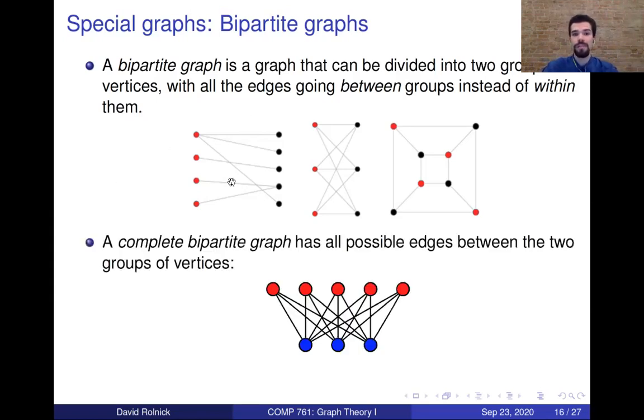A complete bipartite graph has all the possible edges between the 2 groups of vertices. So here are the red vertices, here are the blue vertices. Since it's a bipartite graph, no edges are within the red vertices, no edges are within the blue vertices. They're all between red and blue. And since it's a complete bipartite graph, every possible red-blue edge is there.